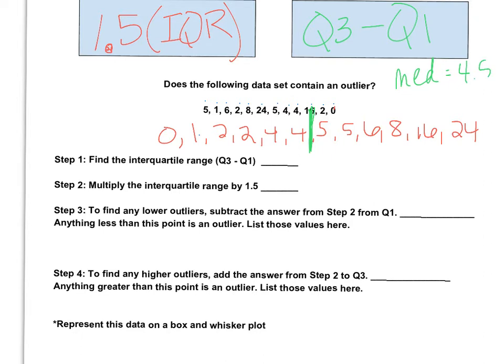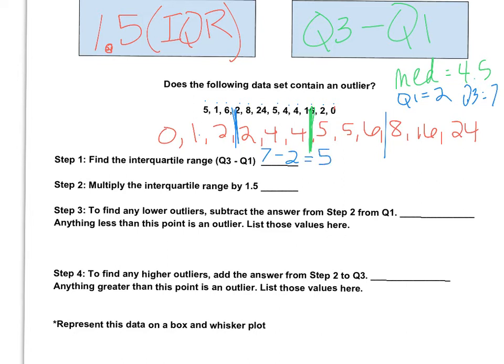So that means our Q1 is right here. And the middle number between 2 and 2 is just 2. So Q1 is 2. And then that means that Q3 is between 6 and 8. So Q3 is 7. Okay, so the interquartile range, Q3 minus Q1. So I have 7 minus 2. So my interquartile range is 5.